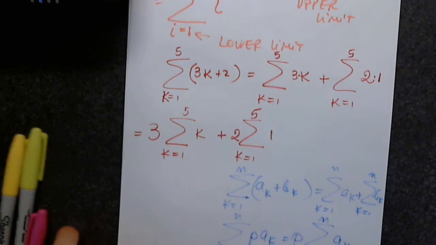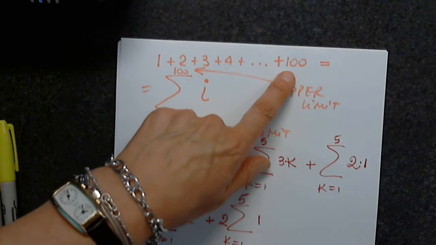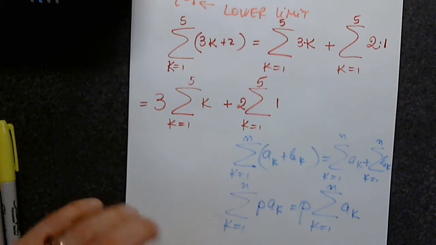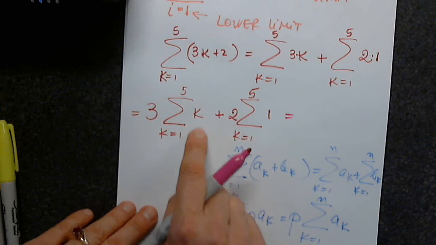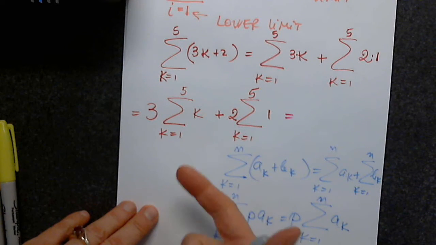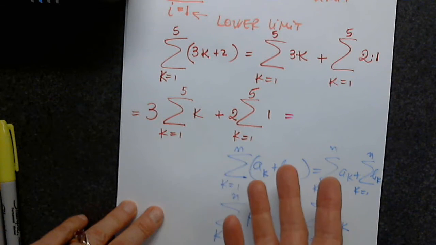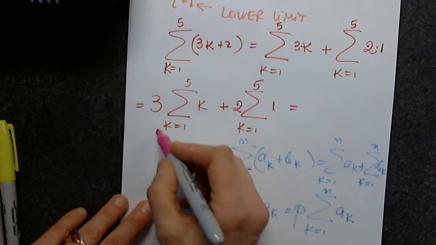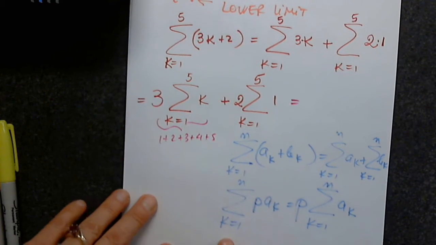Yes, because luckily this number is not too big. How do I determine this? I have a formula for that in a blink. So, K equals 1, 1. K equals 2, 2. K equals 3, 3. So I have to add 1 plus 2 plus 3 plus 4 plus 5. That's what this means. 1 plus 2 plus 3 plus 4 plus 5.